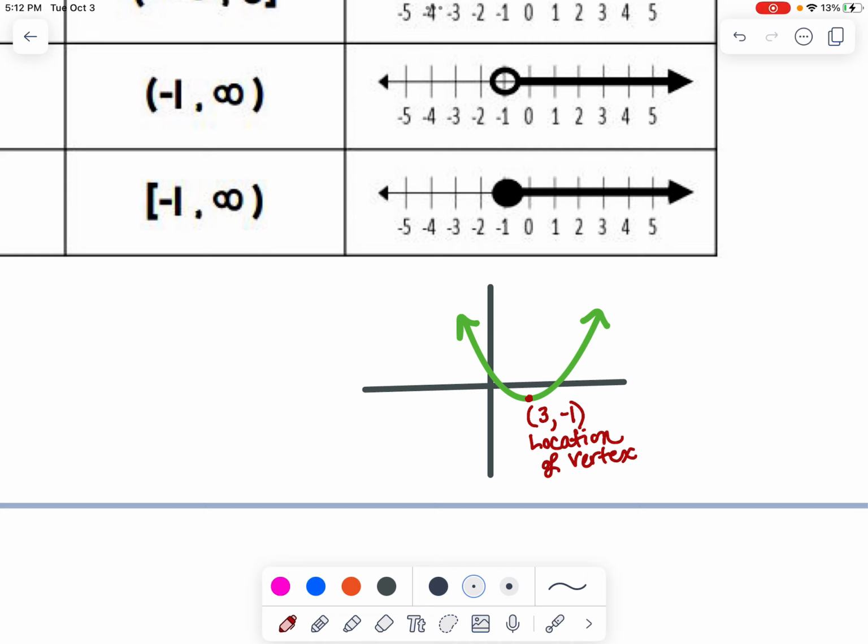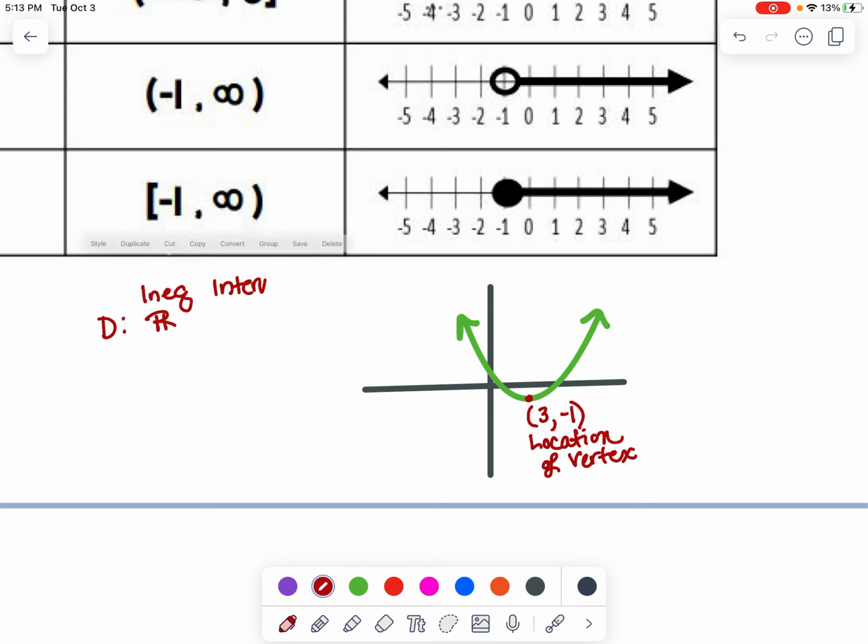So if we look at our domain, this is going left and right forever. So set notation or set builder, or really let's stick with inequality. We'll just call it inequality notation for right now, and that would be all real numbers. Well, interval notation, that's not going to fit, so I'm going to move it over here so I have more room. Sorry, everybody. So interval notation.